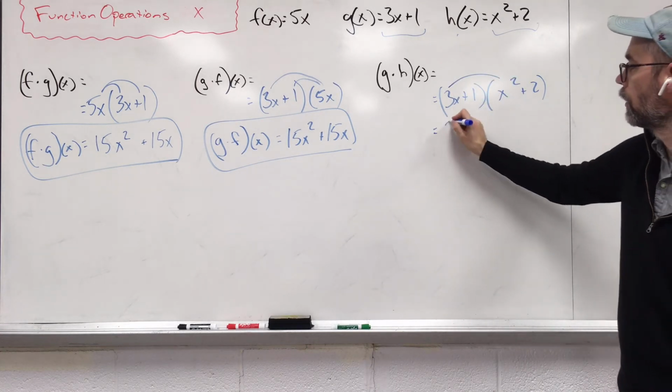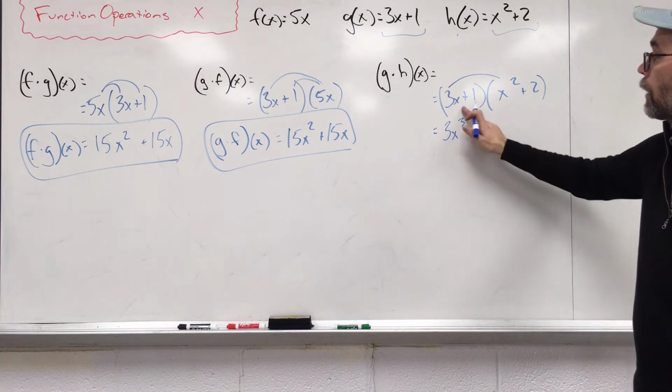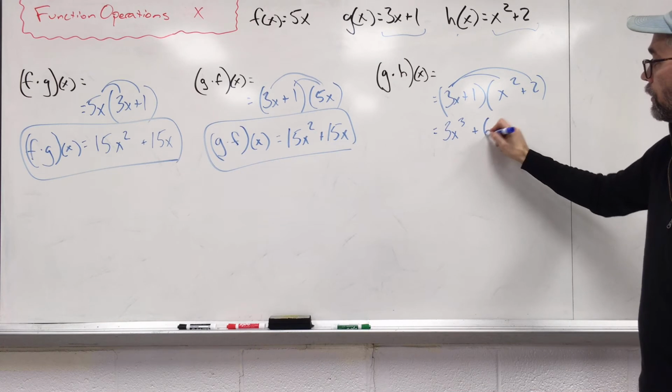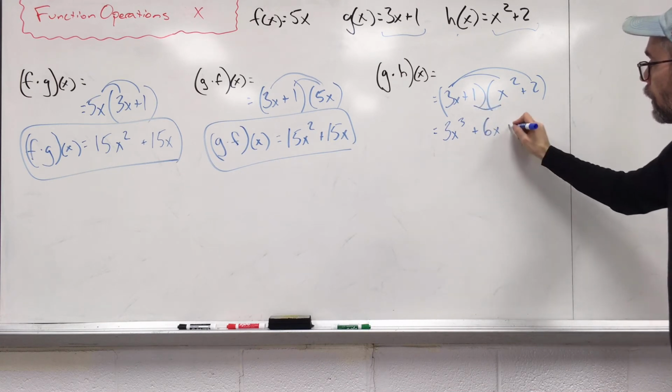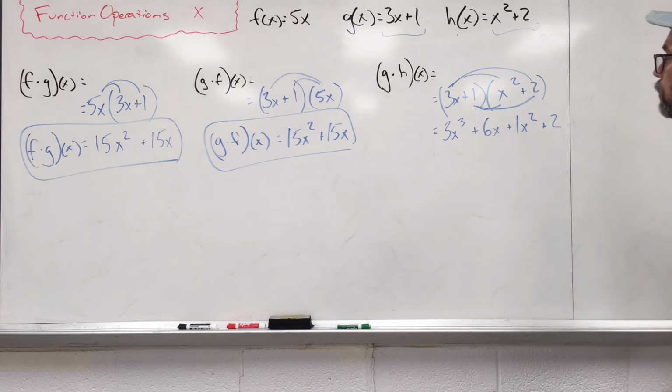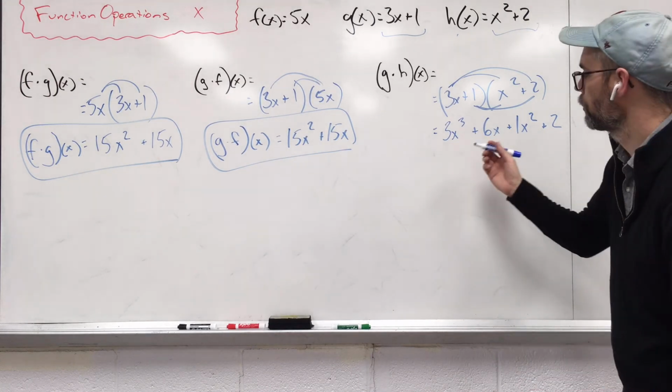3x and x squared, 3x to the third. We want to add the exponents. 3x and 2 gives us 6x. 1 and x squared, 1x squared, and then 1 times 2. Remember, there's multiplication. Now, let's just put it in order and bring down our function notation.